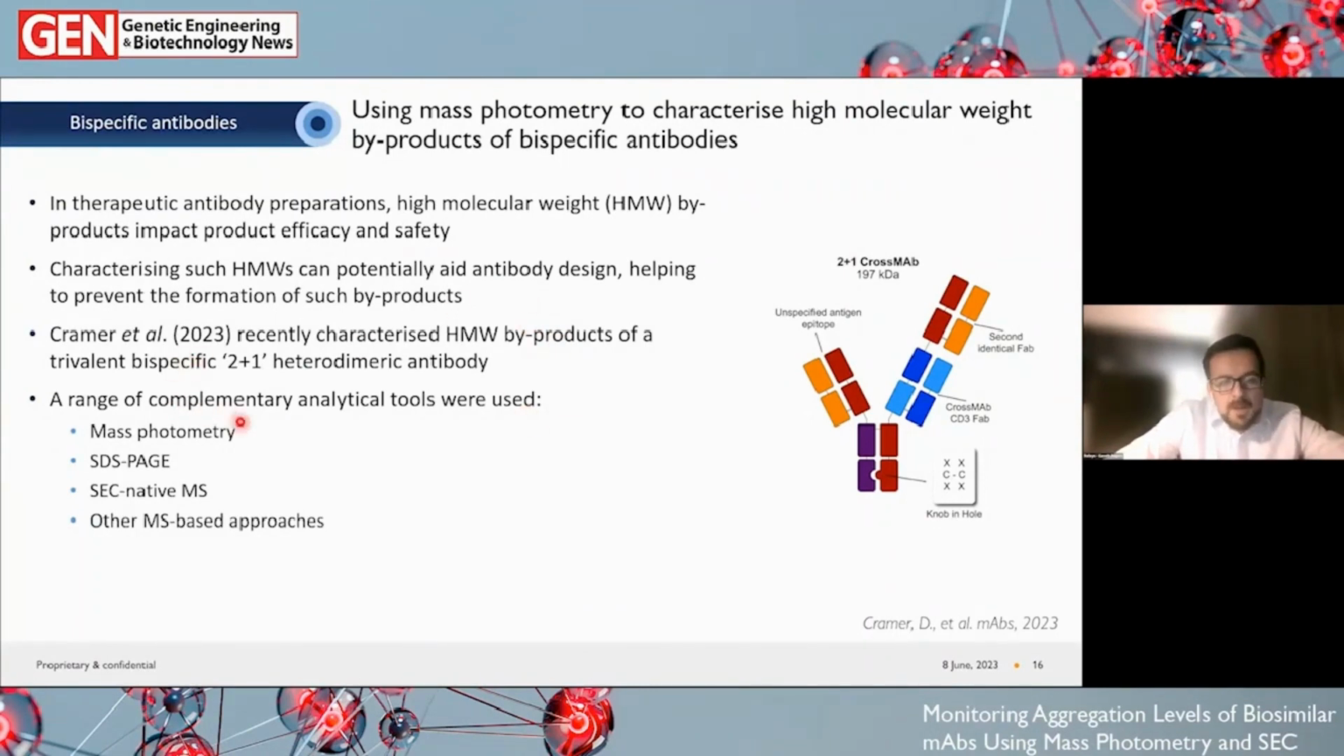So in this particular paper, they used a range of complementary analytical tools. That ties into the theme of what I mentioned at the start of this presentation, that there is no one perfect analytical tool out there, and it's very commonplace to utilize several different tools that will often bring complementary information, which can be very useful for an in-depth characterization. So in this case, the authors used mass spectrometry, SDS-PAGE, native MS, and a few other mass spec-based approaches.